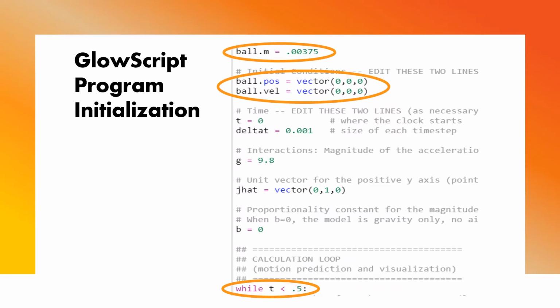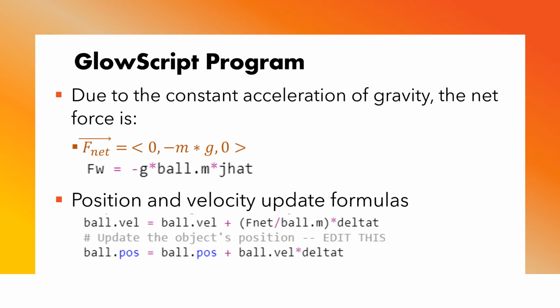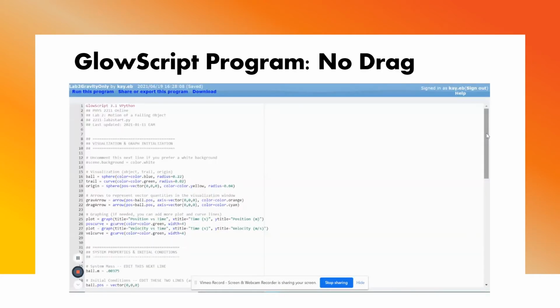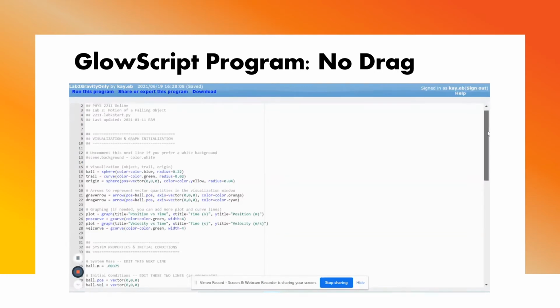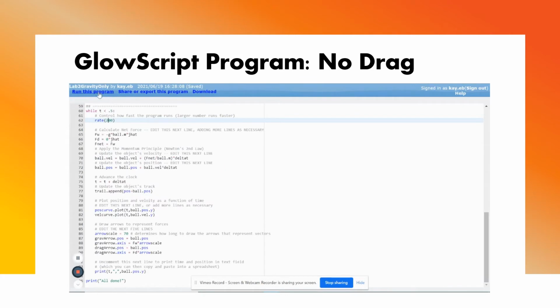I initialized my GlowScript program to the mass, position, initial velocity, and time range from Tracker. Here's the code to represent the force of gravity and the position and velocity update formulas. This is the GlowScript program with only gravity affecting the net force. There's my code. Then there's the paper ball moving downward.